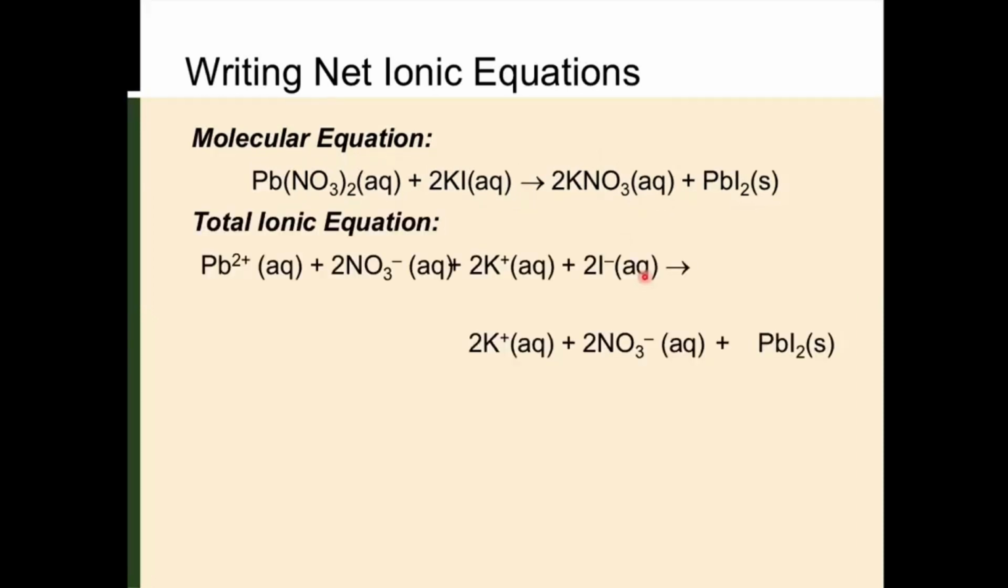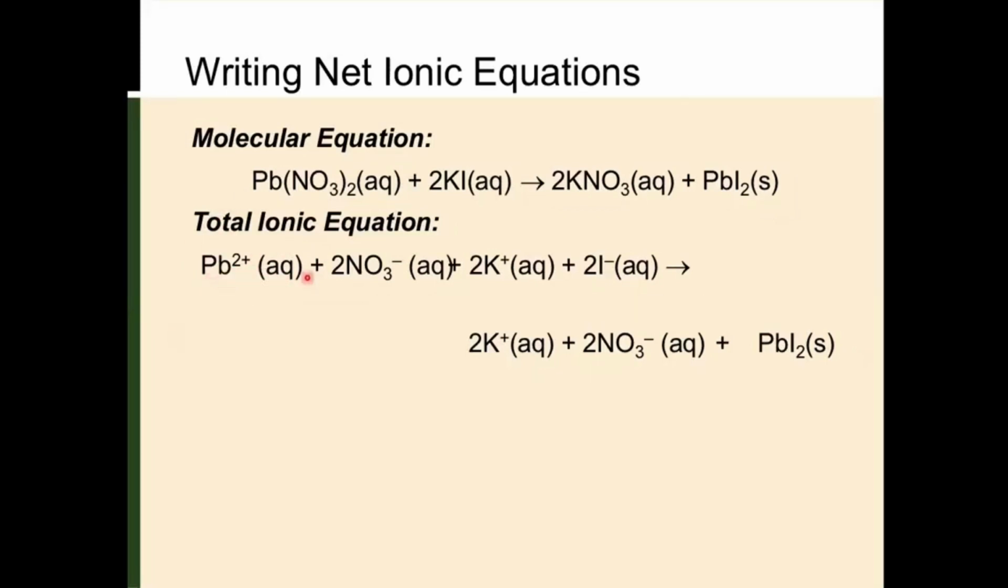So in this one, we had this molecular equation where this lead nitrate is reacting with potassium iodide to give potassium nitrate and a solid precipitate of lead iodide. And so we're being asked to write out the net ionic equation. So that is the molecular equation. So our total ionic equation is going to be this one.